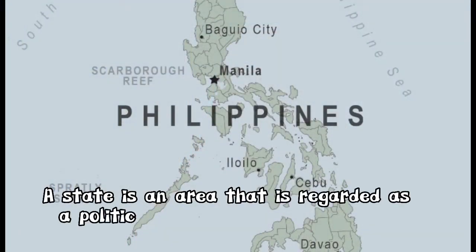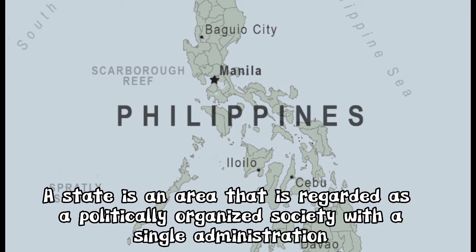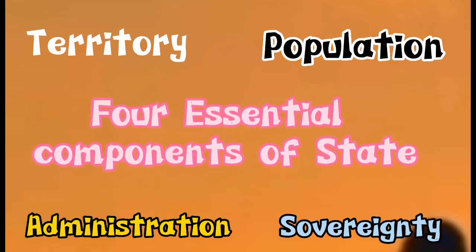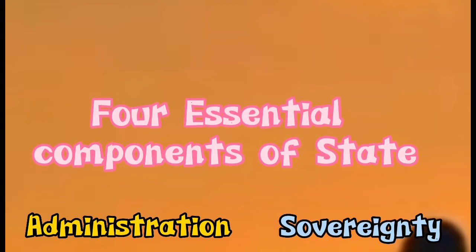What is a state? A state is an area that is regarded as a politically organized society with a single administration. Territory, population, administration, and sovereignty are the 4 essential components of a state. A state's geographical boundaries are also established. It also has an independent governing structure and is neither subject nor subordinate to any other state.